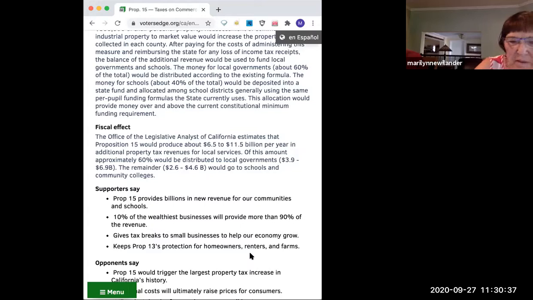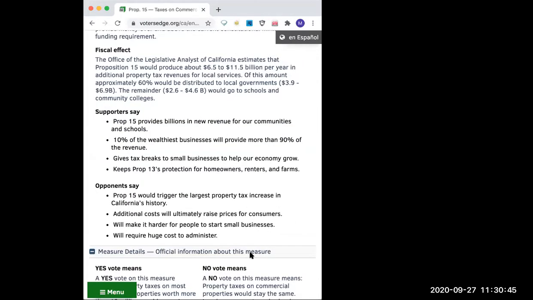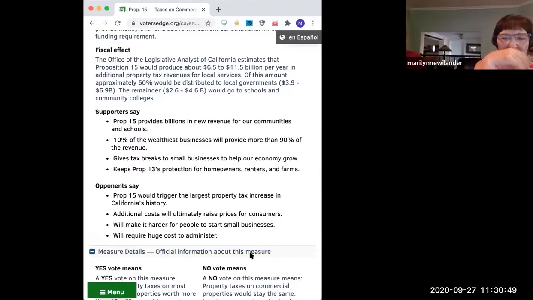Opponents say Prop 15 would trigger the largest tax increase in California's history. Additional costs will ultimately raise prices for consumers. It will make it harder for people to start small businesses and will require huge costs to administer.